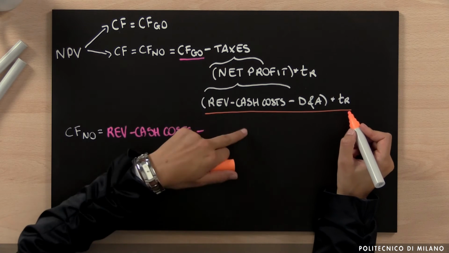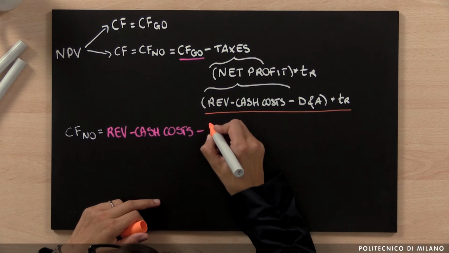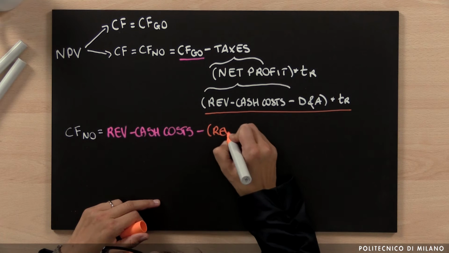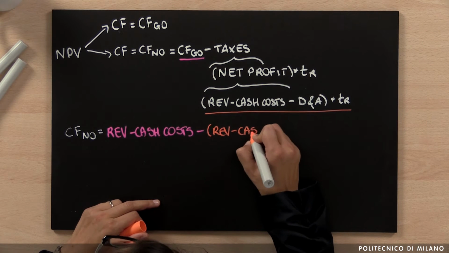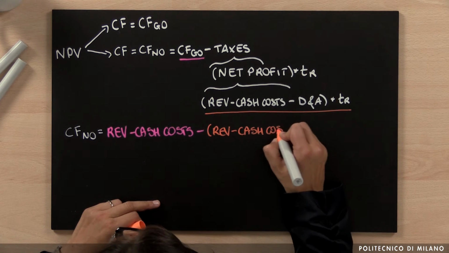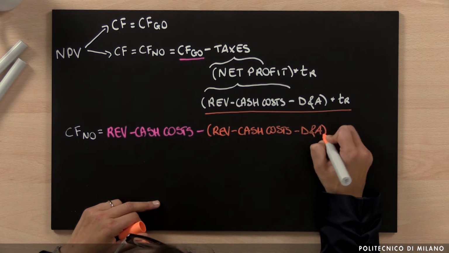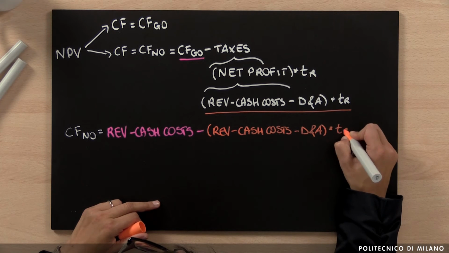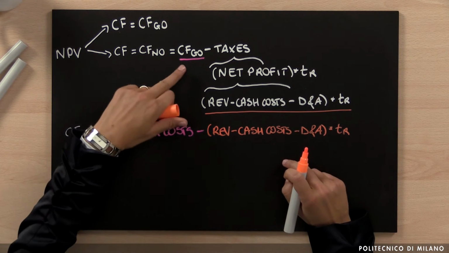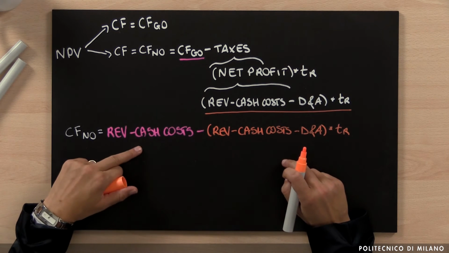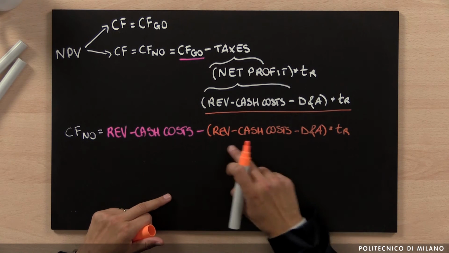So if we substitute this formula in the taxes, we will have minus revenues minus cash costs minus depreciation and amortization, multiplied by the tax rate. So basically we have just substituted the cash flow gross operating with its formula and then the taxes with their formula.